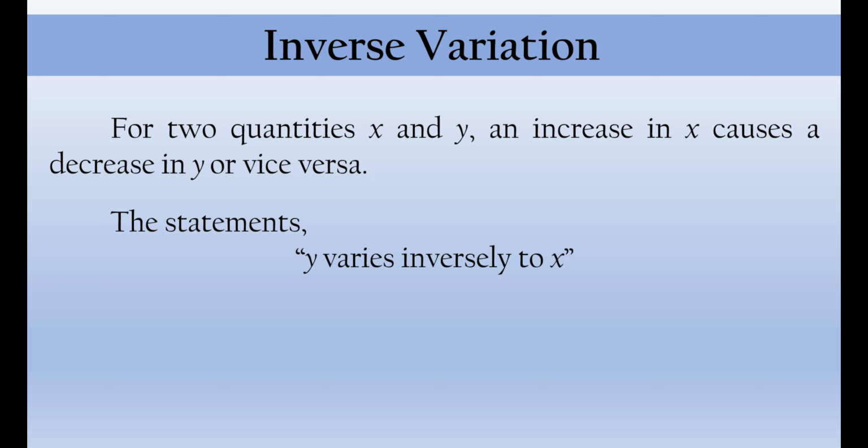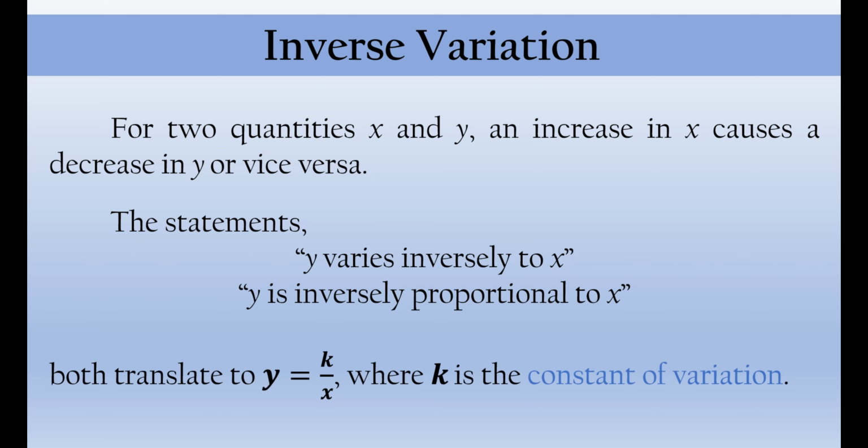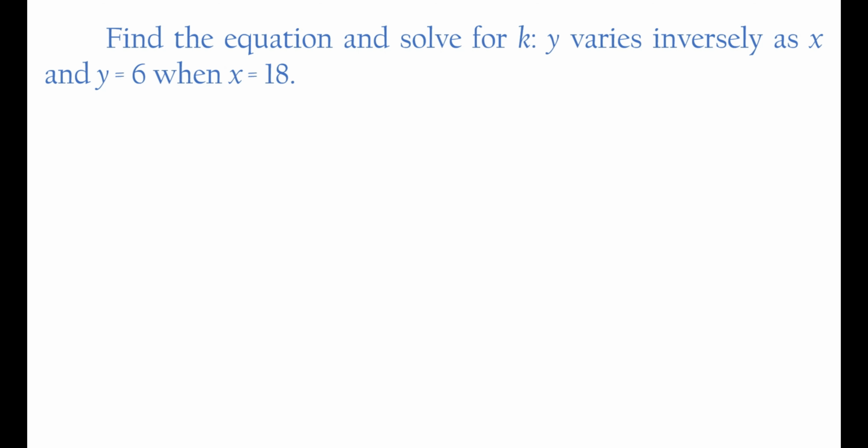The statements "y varies inversely to x" and "y is inversely proportional to x" both translate to y equals k over x, where k is the constant of variation. Find the equation and solve for k, given y varies inversely as x and y is 6 when x is 18.